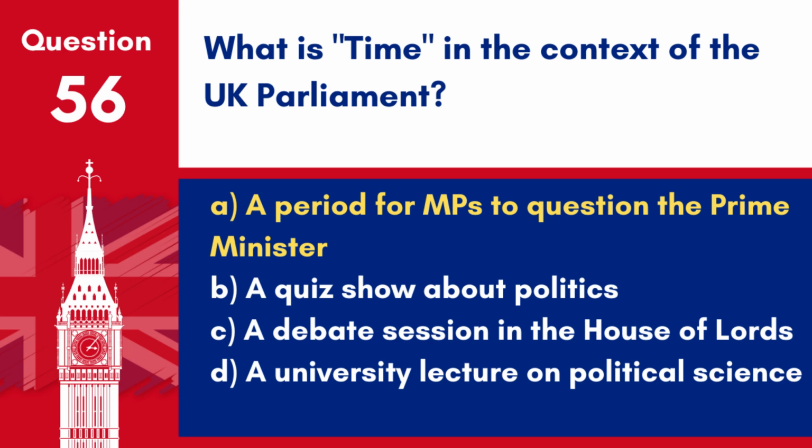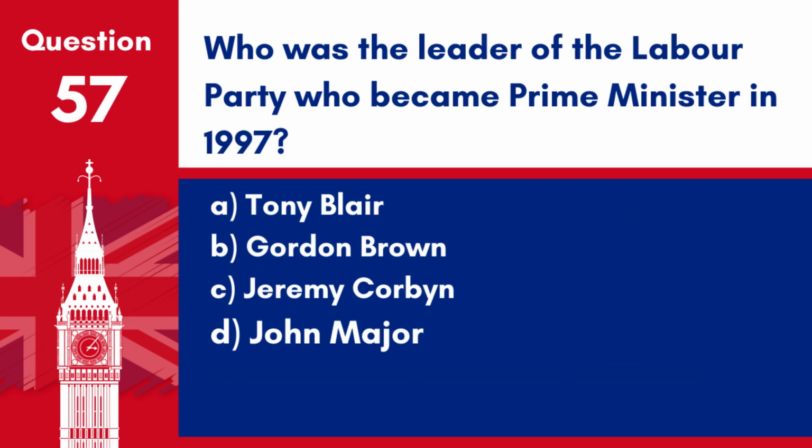Question 57. Who was the leader of the Labour Party who became Prime Minister in 1997? A. Tony Blair. B. Gordon Brown. C. Jeremy Corbyn. D. John Major. Answer A. Tony Blair. Tony Blair became Prime Minister in 1997 after leading the Labour Party to a landslide victory.